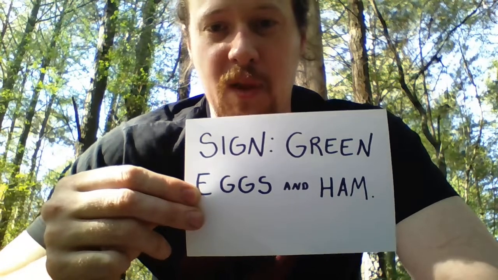Okay. So green eggs and ham. This is our sign for discussion. You all know Green Eggs and Ham, Sam I am. So that's our sign. Now you may say, that's a kid's book. What are you talking about? Bear with me here for a second. The sign is green eggs and ham.